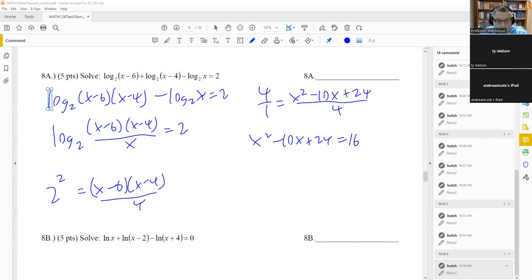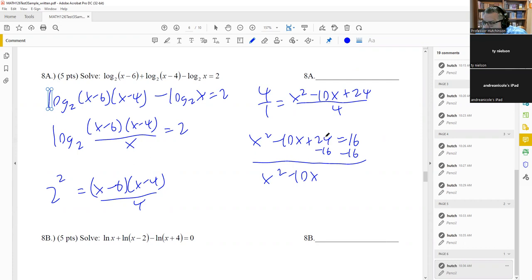Okay, so next thing that we'll do, as we continue this, is subtract the 16 from both sides, because you want to get a 0 then. So when you do that here, you're going to get 24 minus 16 on that side.